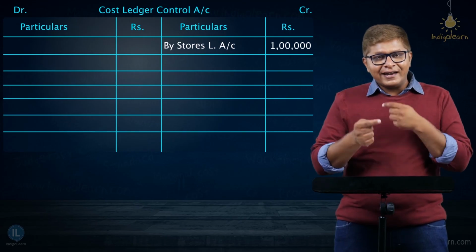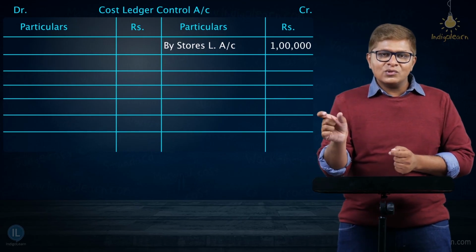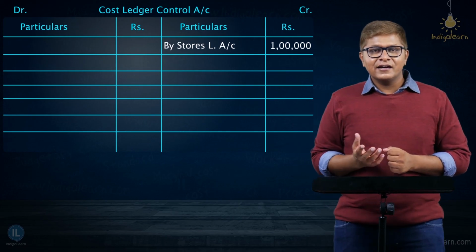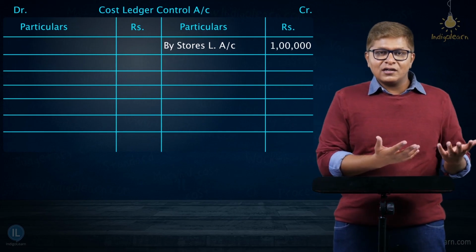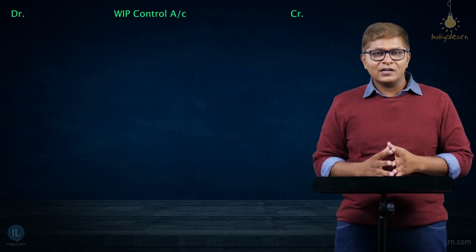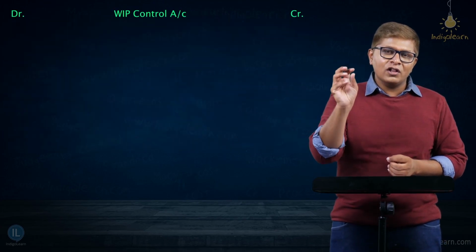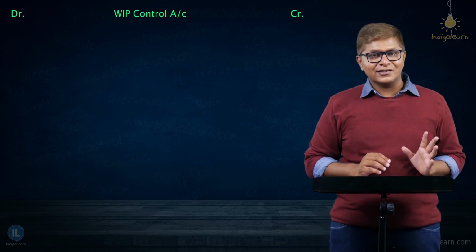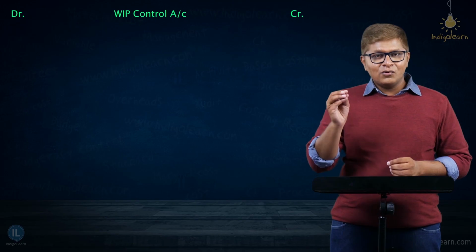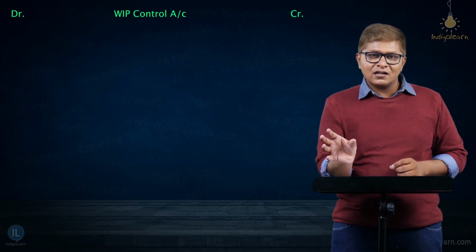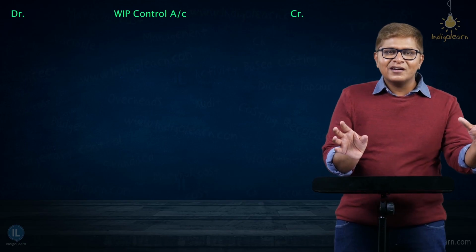So let's pass an entry now for this 80,000 worth of goods issued to production. Now what will be the entry? First we will open another account, a third account which is going to be called as the work in progress control account. In this account we are going to debit all the expenditures that we have incurred in relation to the production. So we will now open one account and we will transfer the goods from the stores ledger control account to the WIP control account.